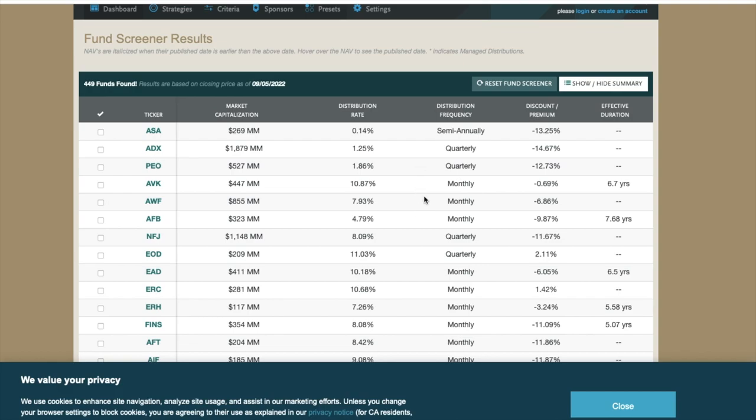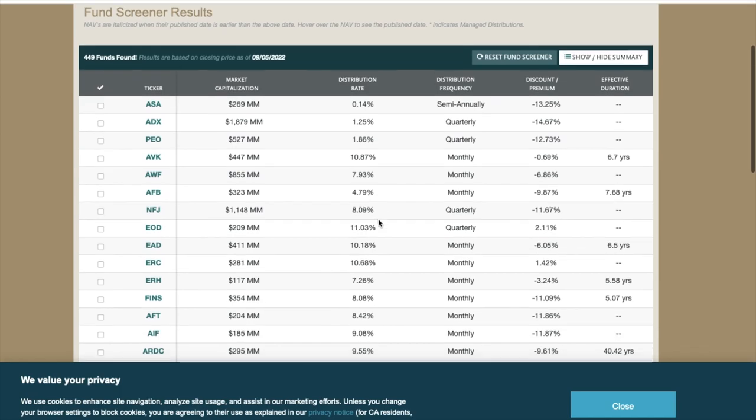Now, I like the monthly, though I'm not saying I wouldn't pick up a quarterly one, but you're only getting paid quarterly, and I like those dividends coming in monthly. So what it shows here is the distribution rate. It shows your yield, what you're getting paid either quarterly or monthly.